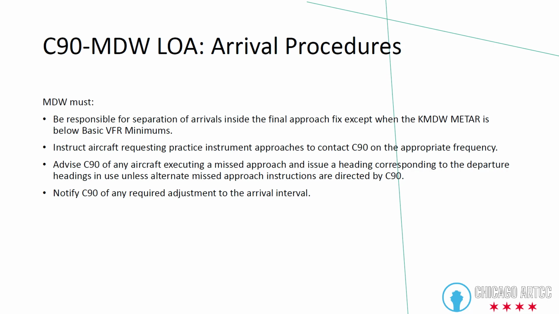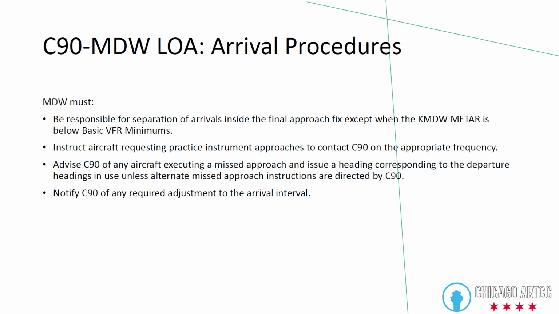C90 Midway LOA, back to our document. Arrival procedures. Midway must be responsible for separation of arrivals inside the final approach fix except when the METAR is below basic VFR minimums. Instruct aircraft requesting practice instrument approaches to contact C90 on the appropriate frequency. Advise C90 of any aircraft executing a missed approach and issue a heading corresponding to the departure headings in use unless alternate missed approach instructions are directed by C90.